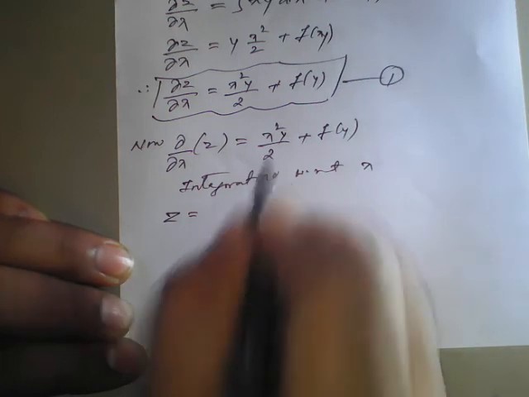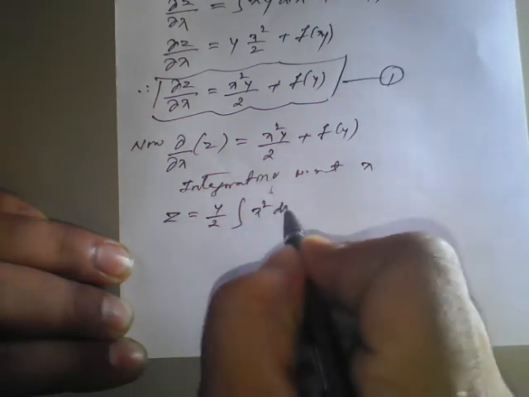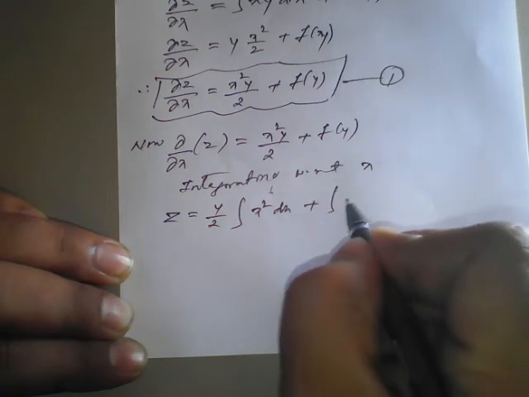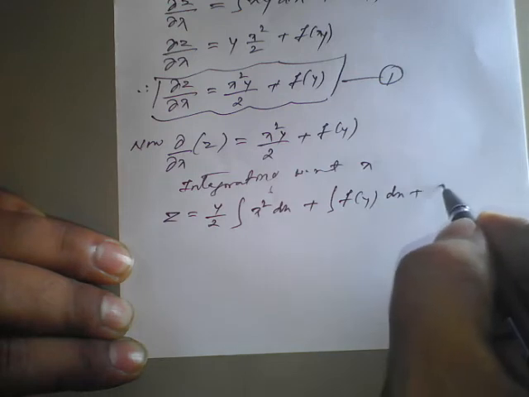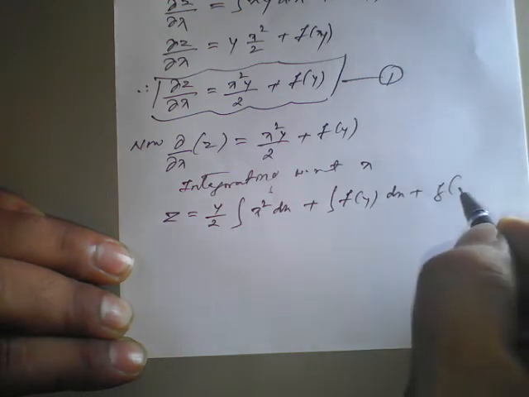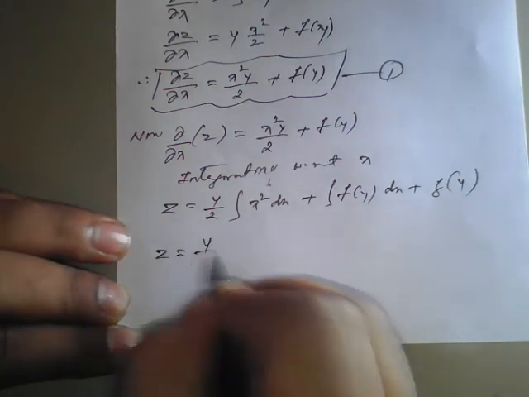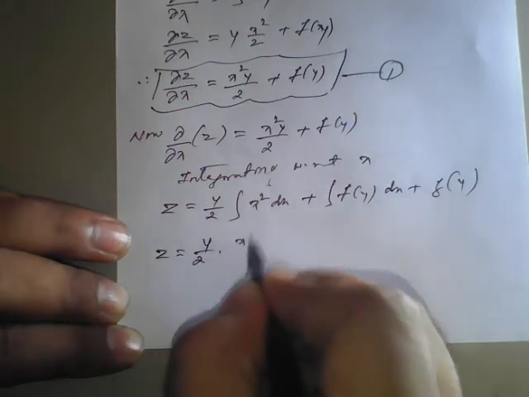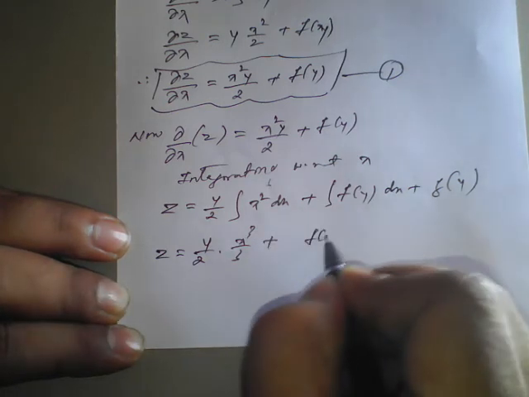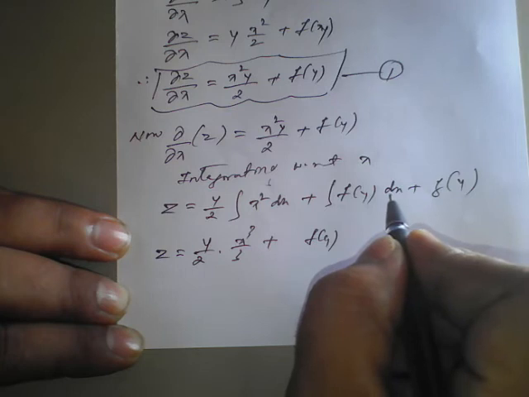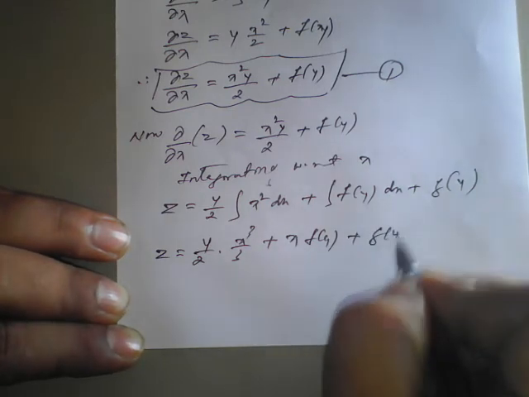here we are integrating with respect to x, which means y/2 is a constant, integration of x² with respect to x, plus integration of f(y) with respect to x, plus we need to add one more integrating constant g(y). So on simplification, z is equal to y/2, integration of x² is x³/3, plus f(y) is a constant, and with integration of dx will be x multiplied, plus g(y) as it is.